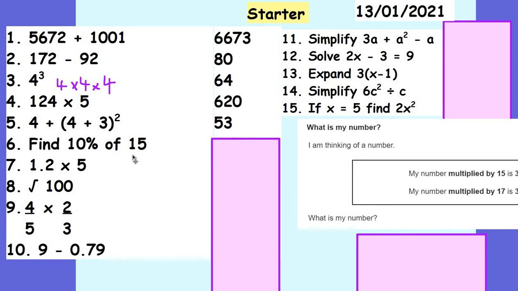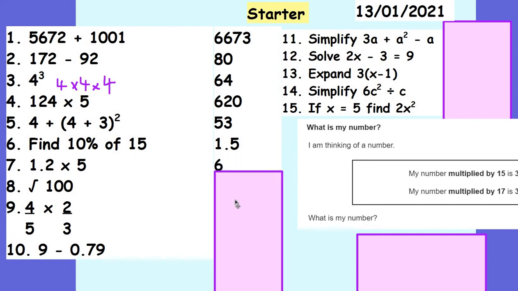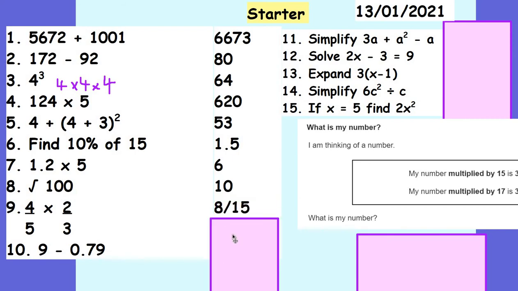10% of 15 can be found by dividing 15 by 10, and that will give you 1.5. 1.2 times 5, you need to do 12 times 5 and then divide that by 10, and that's going to give you 6. The square root of 100 is 10 because 10 times 10 gives you 100. Multiplying fractions is the nice one. We just multiply the numerators and multiply the denominators. That's going to give us 8 over 15. And 9 subtract 0.79 will give us 8.21.